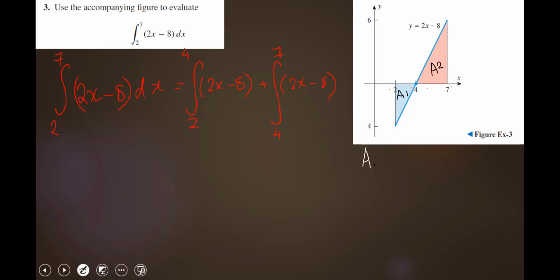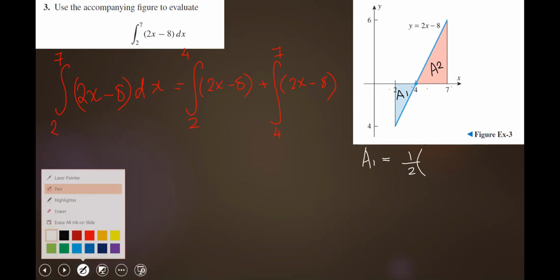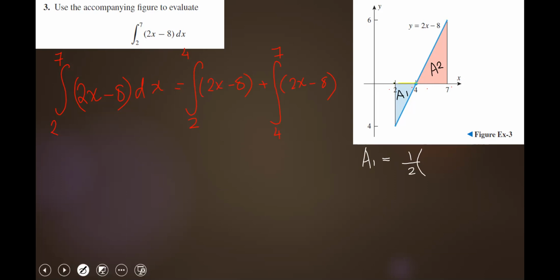Now let's find A1, the area of the triangle between 2 and 4. We all know that the area of a triangle is half the base times the height. What is the length of the base here? 2. Here, it is 2. And the height? 4. Yes, exactly, it is 4. So A1 here is 4.